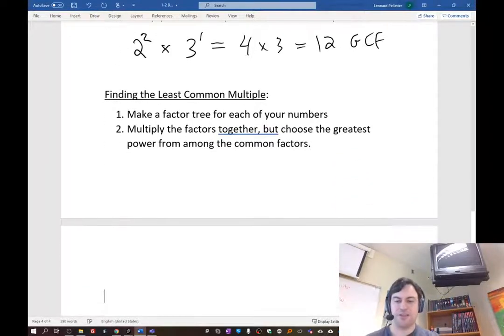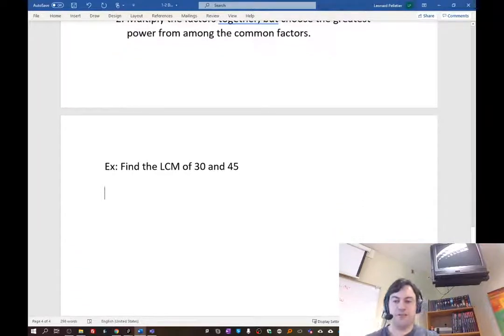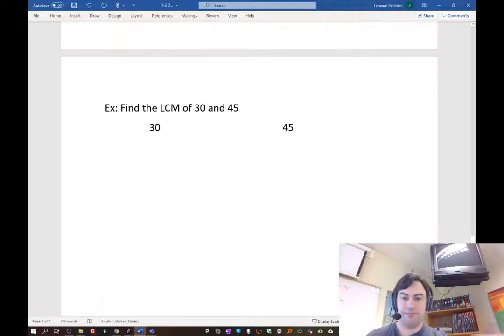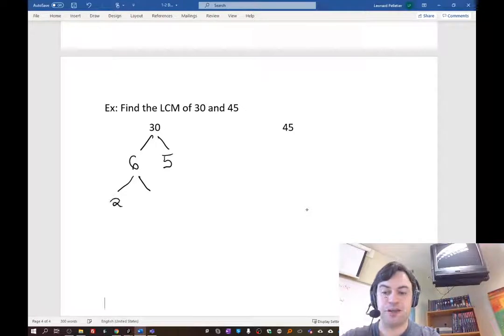So what the heck am I talking about? Let's take a look at a concrete example. For example, let's take a look at finding the LCM, the least common multiple of maybe 30 and 45. So our first step is going to be to factor tree this out. So I'll make my factor tree. Alright, so I'll get out my pen and we'll break it down. So 30 breaks into, let's say, 6 and 5. 5 is a prime, so we stop on that branch. 6 is not, so we break it down into 2 and 3.